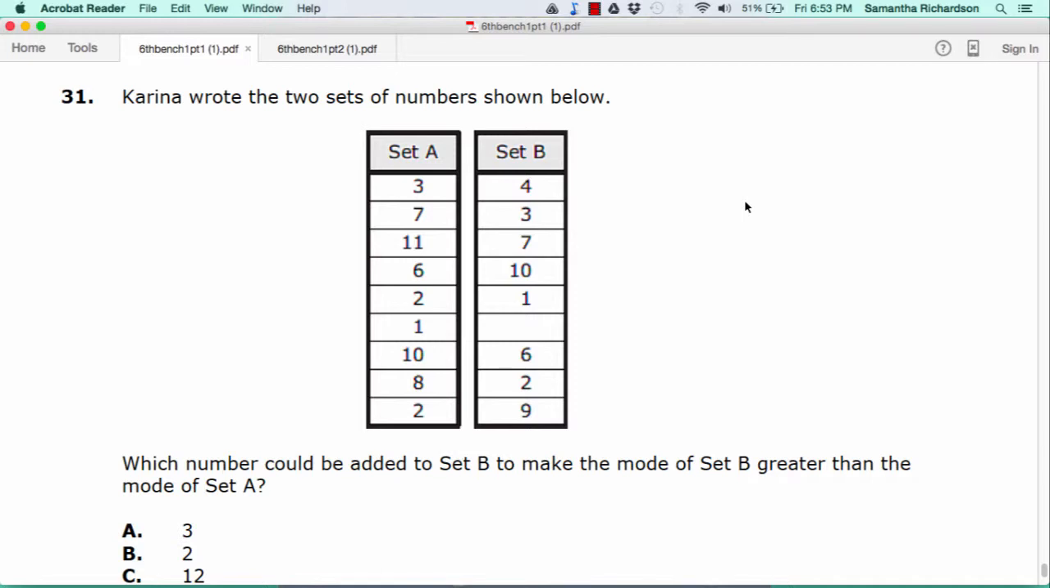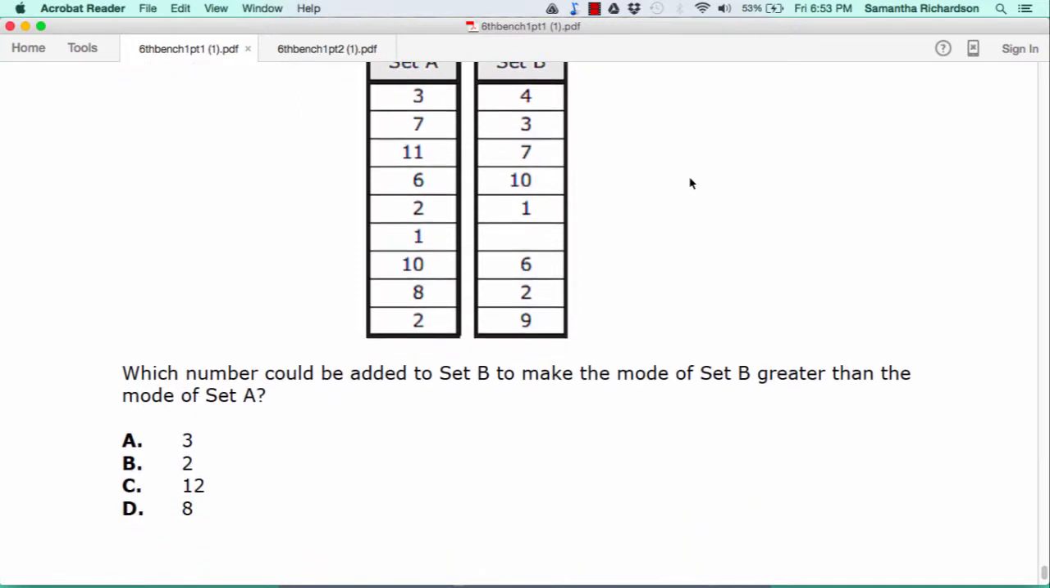Question 31. Karina wrote the 2 sets of numbers shown below. Set A, set B. Which number could be added to set B to make the mode of set B greater than the mode of set A? A. 3. B. 2. C. 12. D. 8.